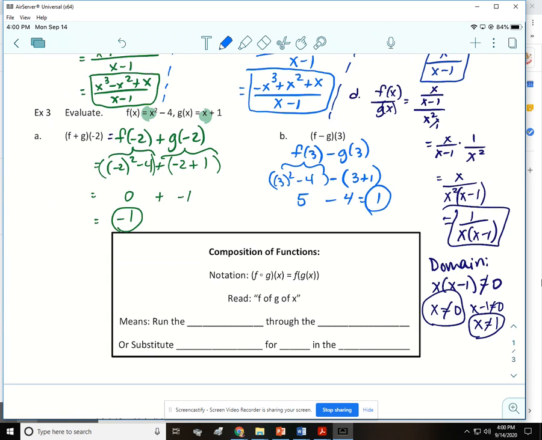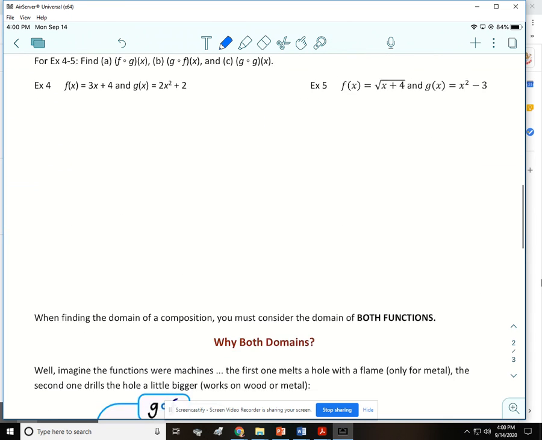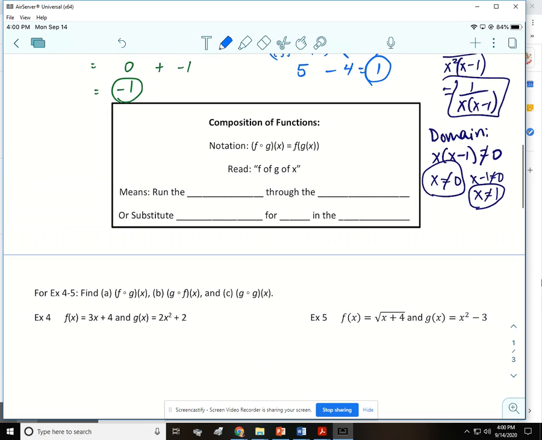All right. And then the last part of today's lesson, because we're not going to be able to finish the whole thing, so we're just going to go to halfway down the next page. We're going to talk about the composition of functions. And the composition of function notation is kind of different.